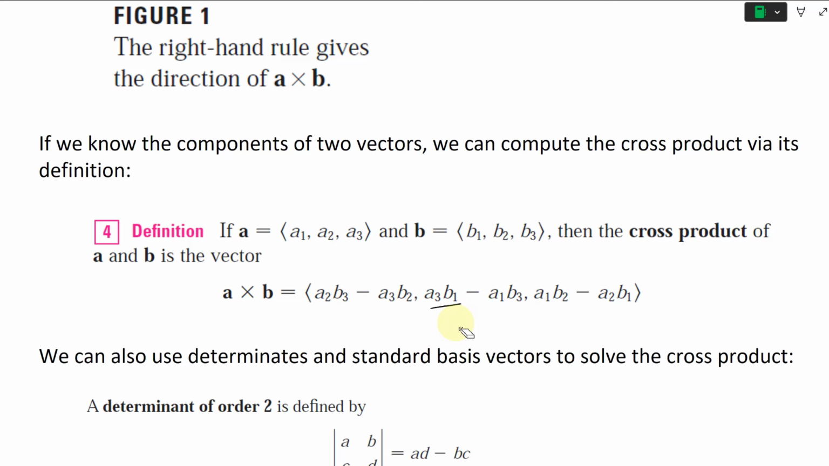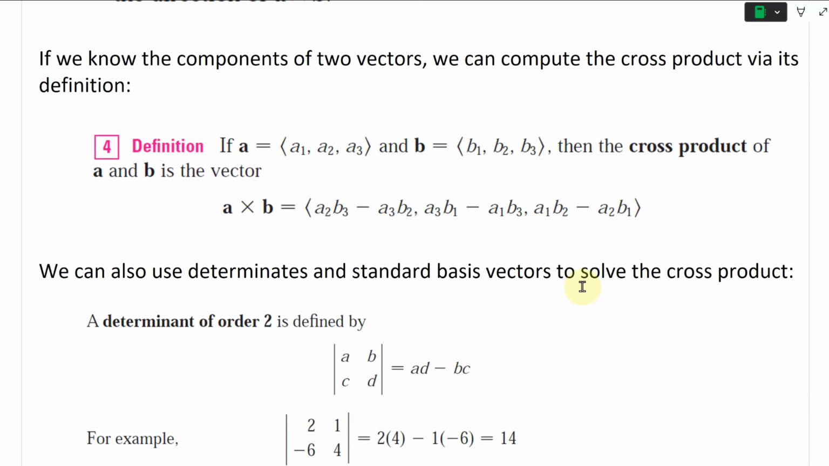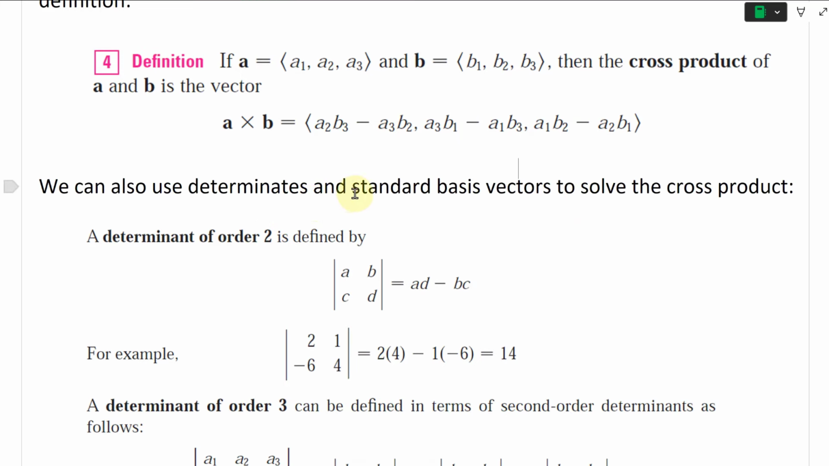It seems a bit out there, but basically you have A cross B with components A2 B3 minus A3 B2, A3 B1 minus A1 B3, and A1 B2 minus A2 B1. You can actually solve it or memorize it using the determinant form. So we could also use determinants and the standard basis vectors to solve the cross product.